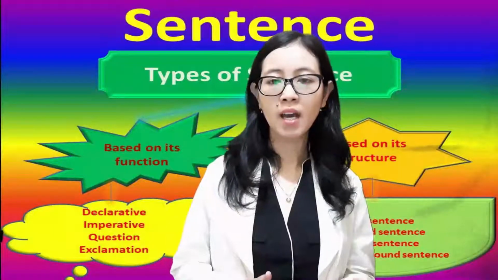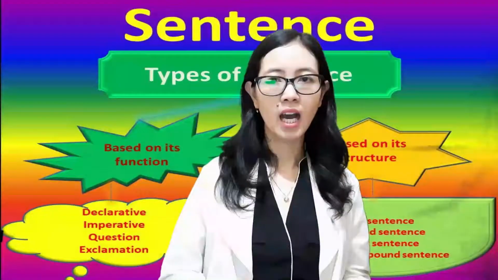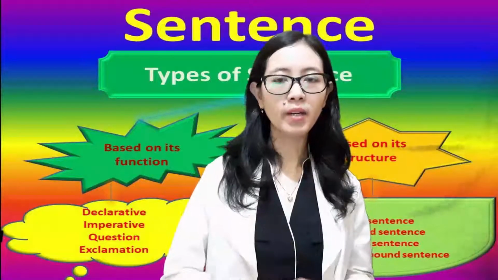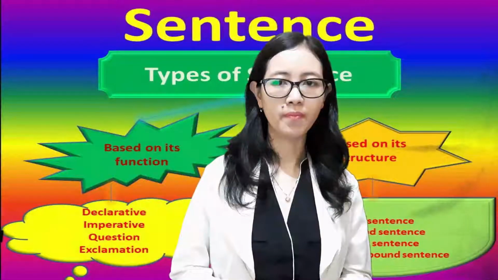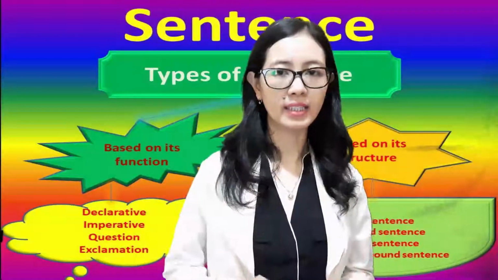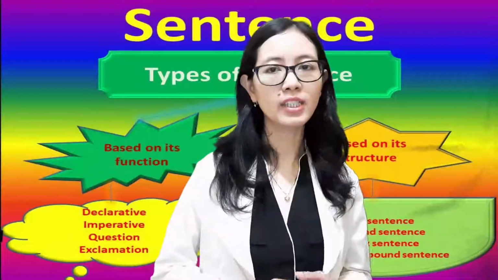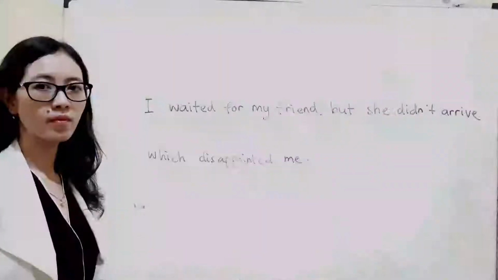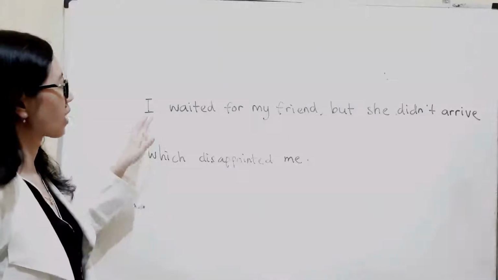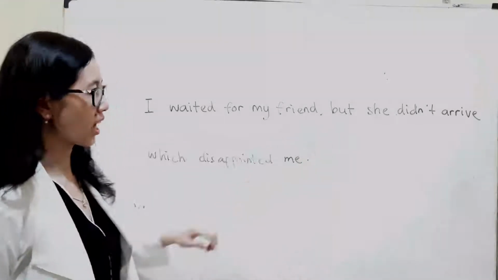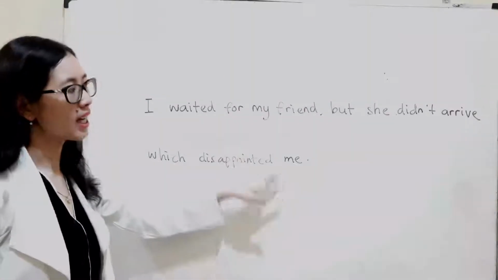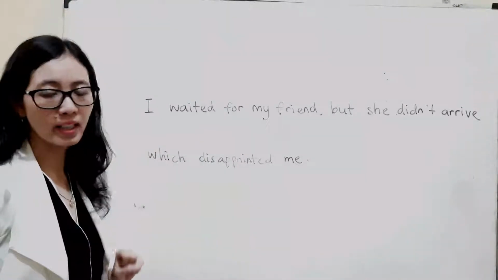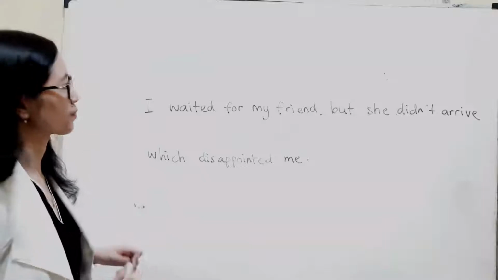Last but not least, complex compound sentence. A complex compound sentence has at least two main clauses and one or more subordinate clauses. Last, let's take a look at this sentence. I waited for my friend, but she didn't arrive, which disappointed me. This is the compound complex sentence. We have two independent clauses and one dependent clause.